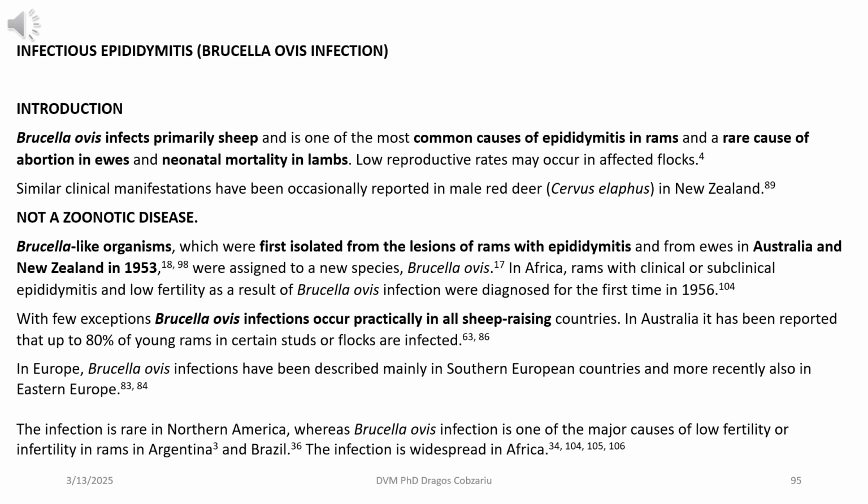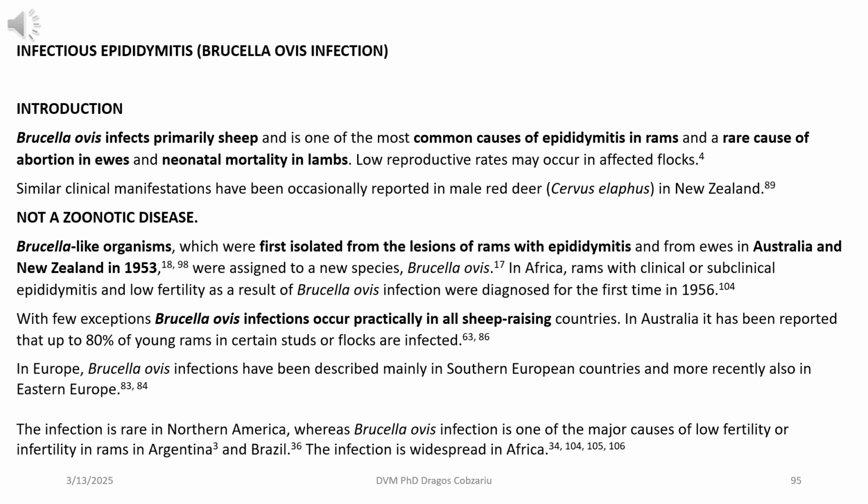Brucella-like organisms, which were first isolated from the lesions of rams with epididymitis and from ewes in Australia and New Zealand in 1953, were assigned to a new species, Brucella ovis. In Africa, rams with clinical or subclinical epididymitis and low fertility as a result of Brucella ovis infection were diagnosed for the first time in 1956. With few exceptions, Brucella ovis infections occur practically in all sheep-raising countries. In Australia, it has been reported that up to 80% of young rams in certain studs or flocks are infected.